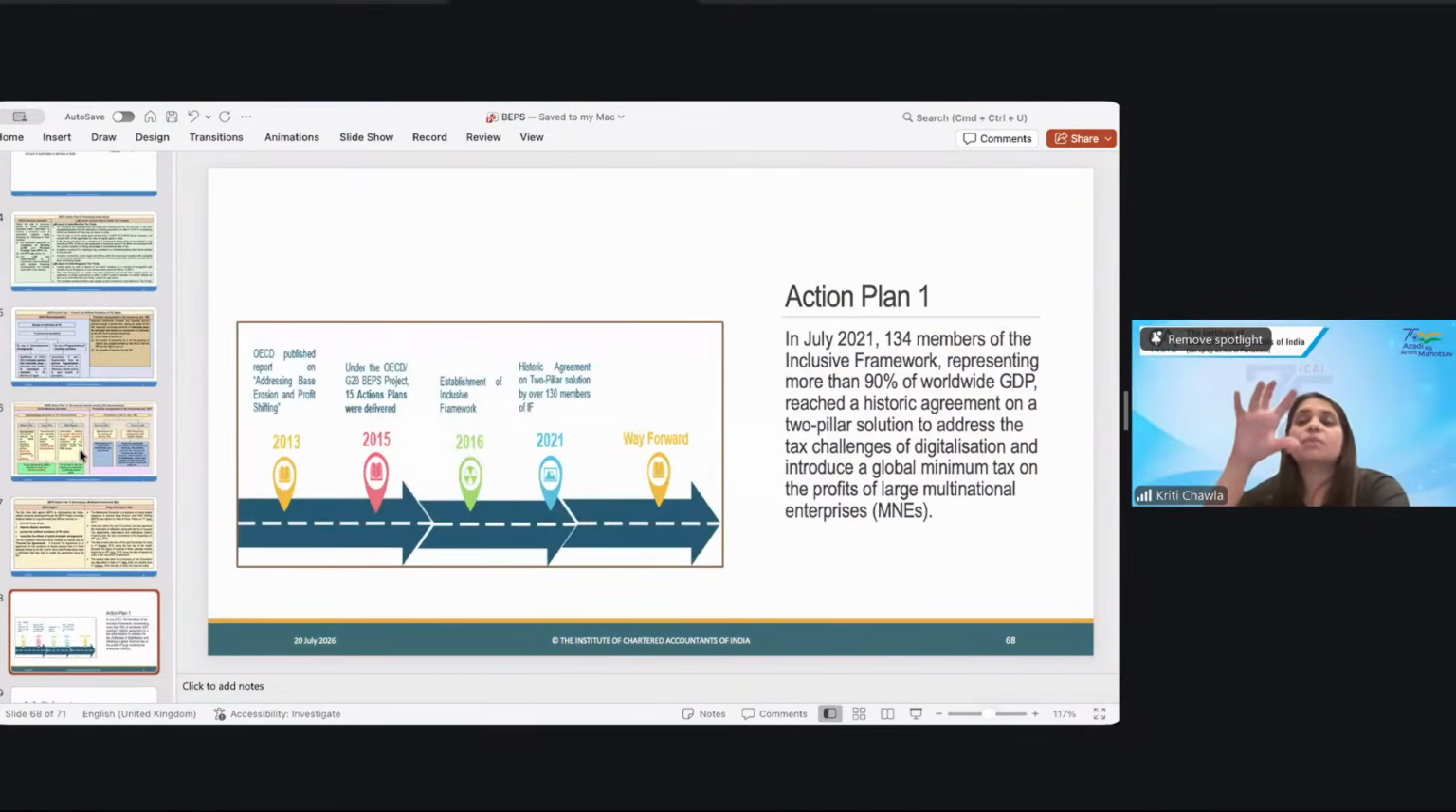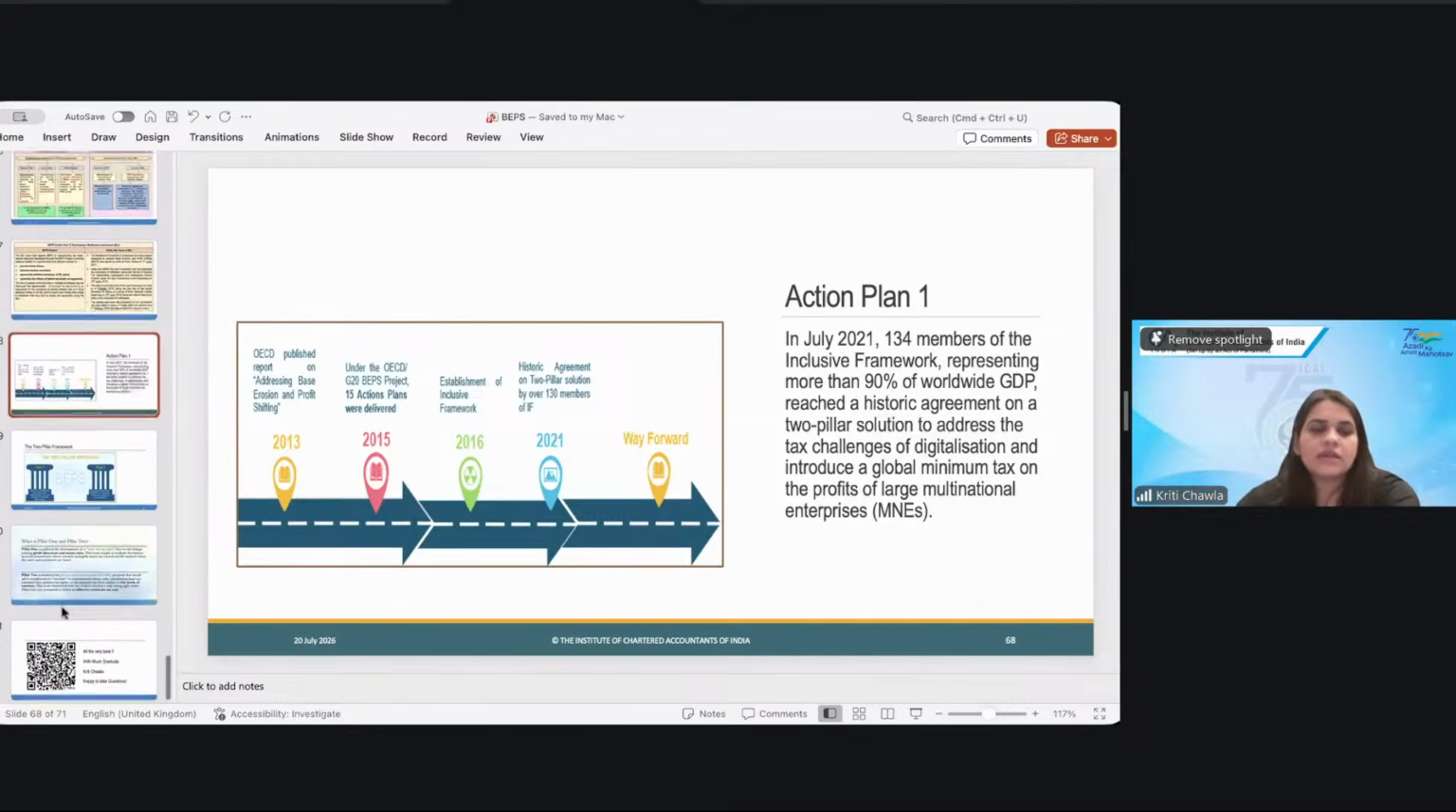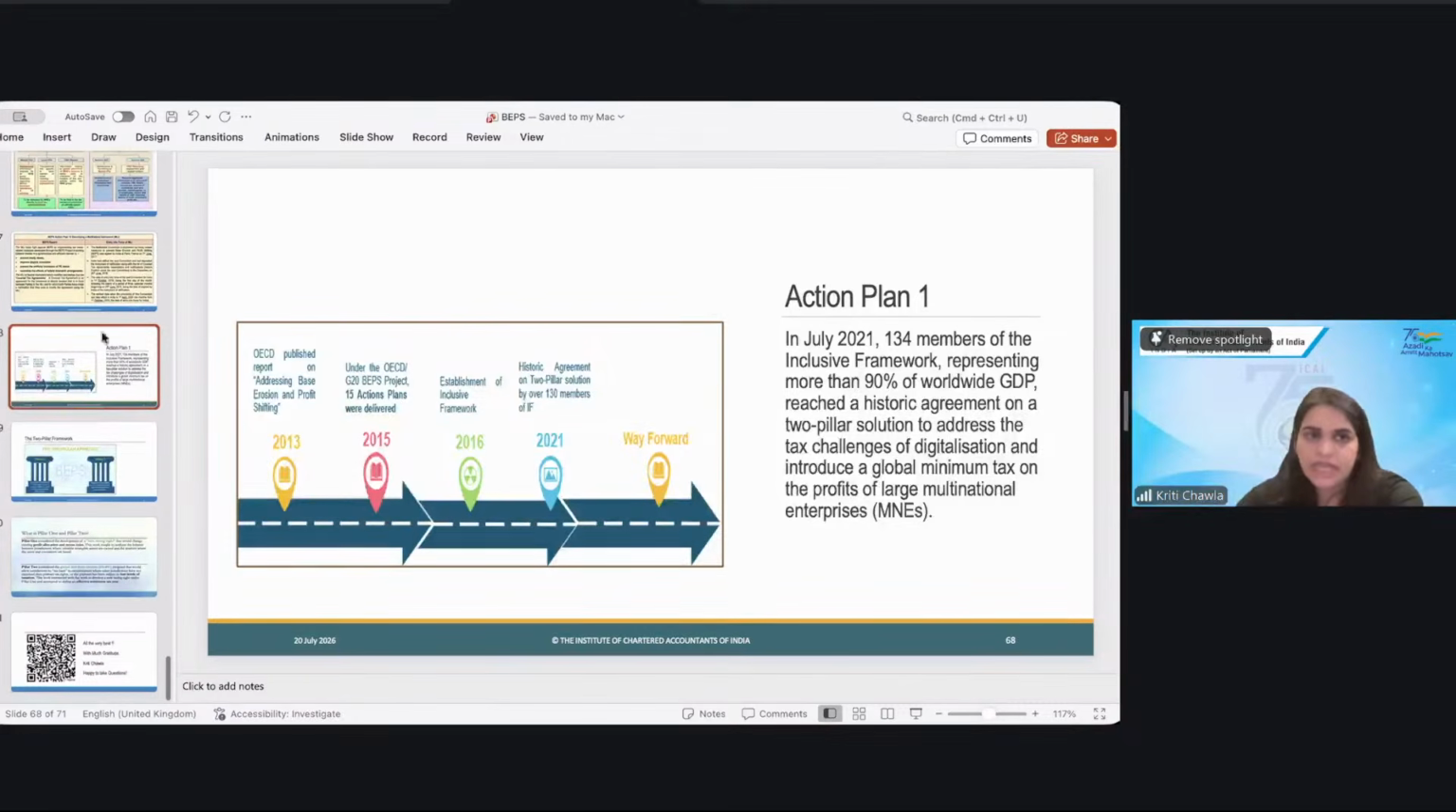Now, one action plan that we will be concentrating upon today is basically action plan 1, which is the latest development also in international tax, which is addressing the tax challenges of the digital economy. But before that, let's take a 10-minute break, and we'll come back and discuss action plan 1.